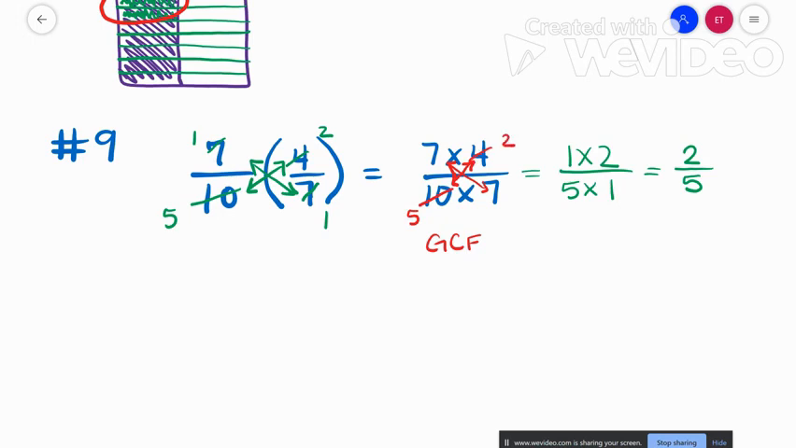10 divided by 2 is 5, and 4 divided by 2 is 2. And 7 divided by 7 is 1. Okay?